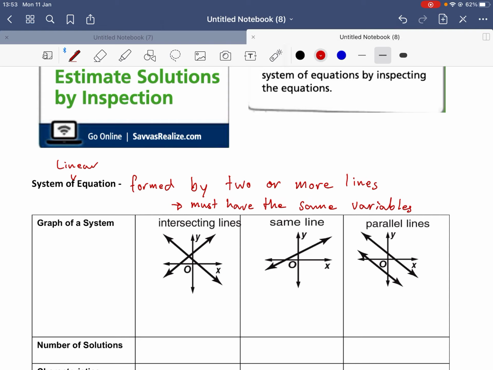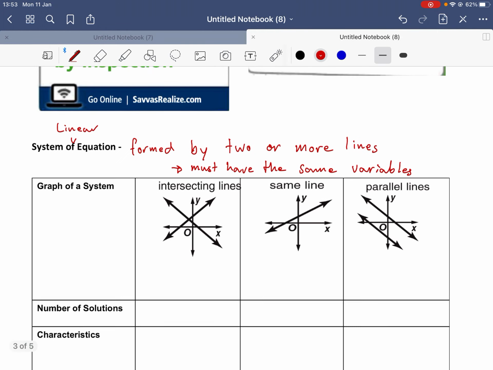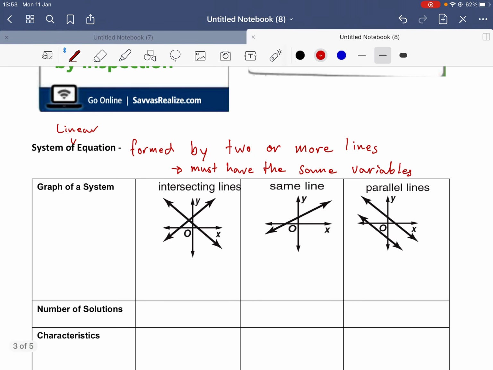Okay, so we're going to look at three different scenarios for systems of equations. The first one is we have a line here and we have a line here, and they are intersecting. So how many solutions do we have? They are intersecting at one point, so it is one solution.